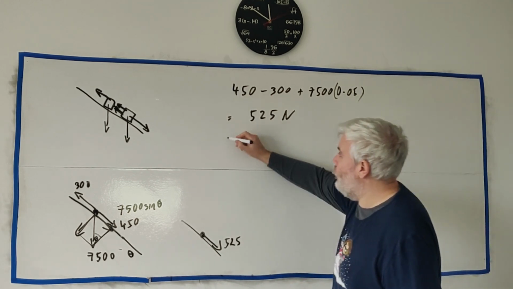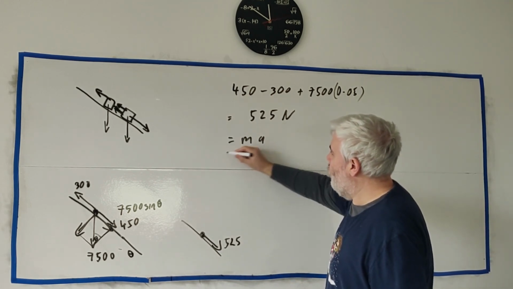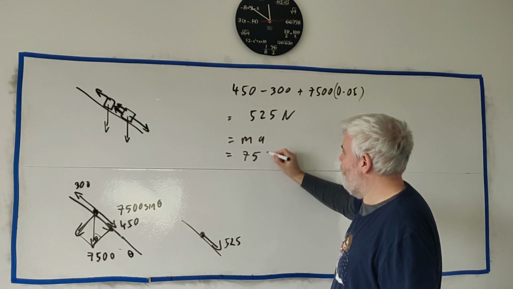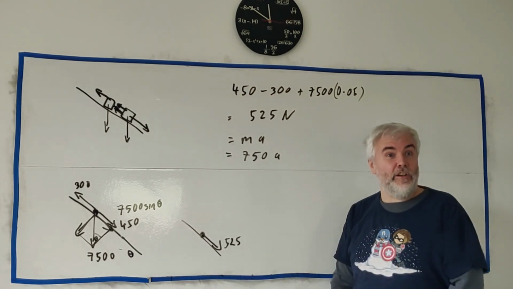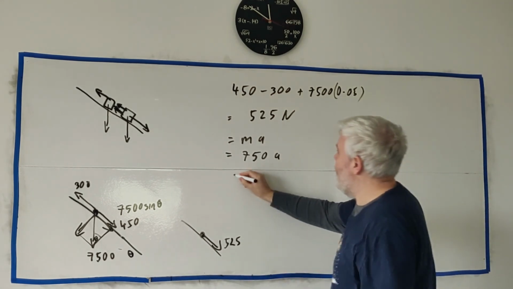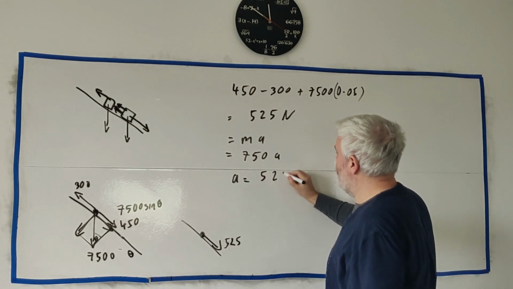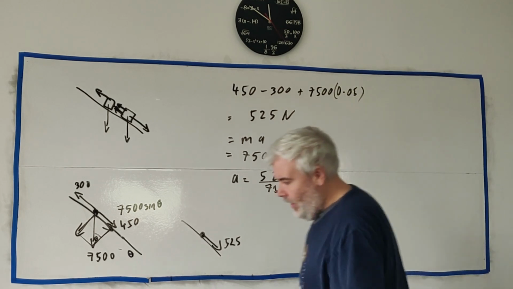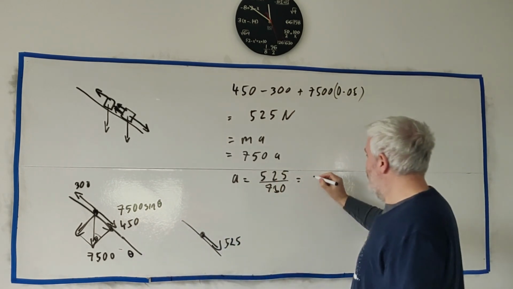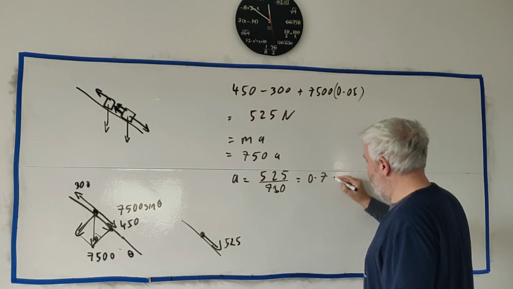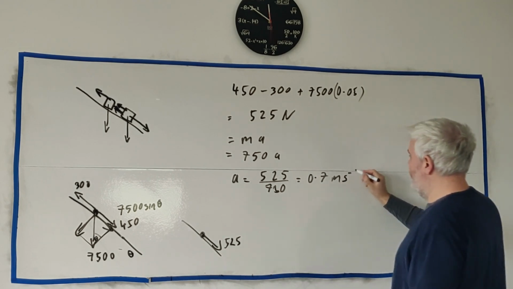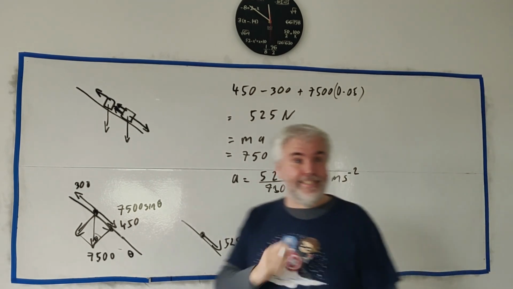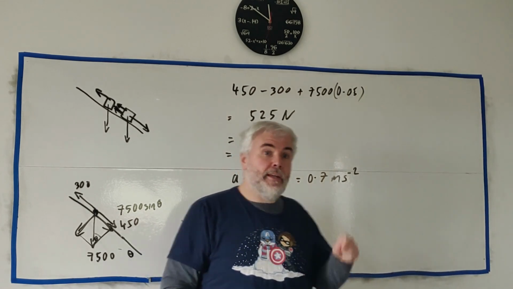Now we know the force is equal to MA. We know M is 750. What we're really looking for is what's A. So A is equal to 525 divided by 750, and that comes out to be 0.7. That's meters per second squared. That's the acceleration in this system.